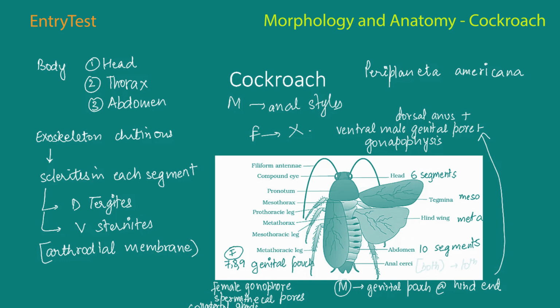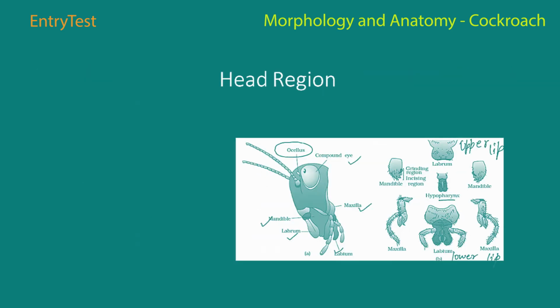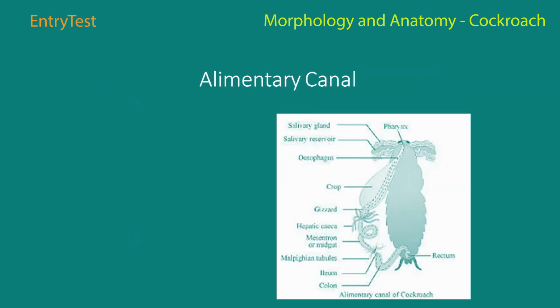So that was about the structure of the cockroach from the outside, the morphology. The next important thing that we need to do is the alimentary canal, and this is what the structure looks like. It's not a very clear diagram, so I'll label it for you. So at the top over here, you can see the pharynx, and then you have the salivary glands, the salivary reservoir, the esophagus, then the crop, the gizzard, and then the other organs that we'll be doing later.